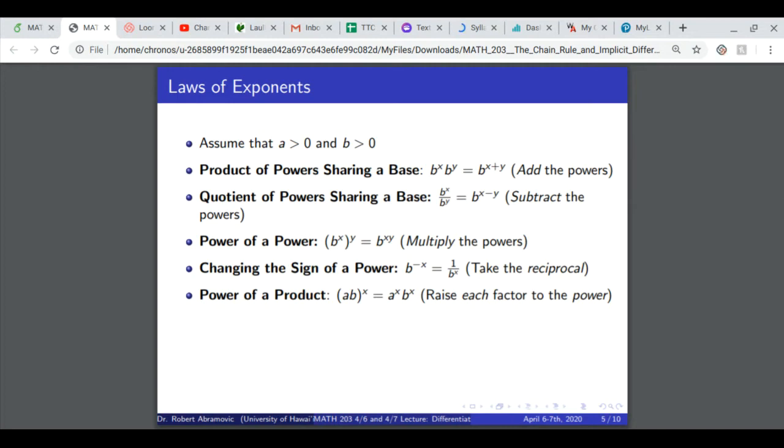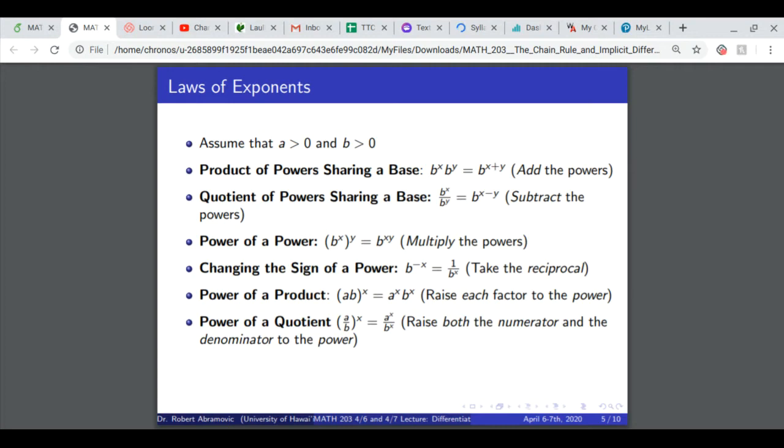Power of a product: a times b raised to the x power is equivalent to a to the x times b to the x. That means we raise each factor, a, to the x power, and then b to the x power. Power of a quotient: a over b raised to the x power is equivalent to a raised to the x power divided by b raised to the x power. This means we are raising both the numerator and the denominator to the power.